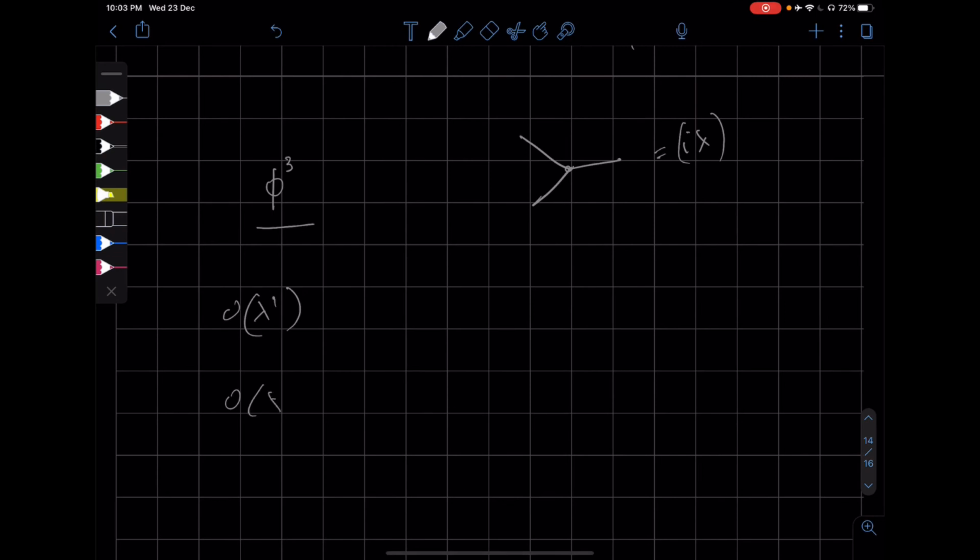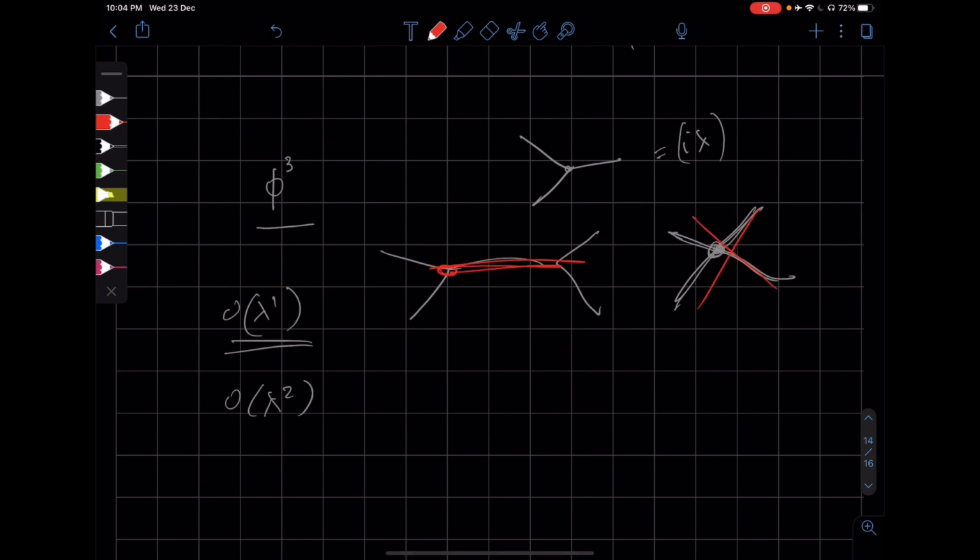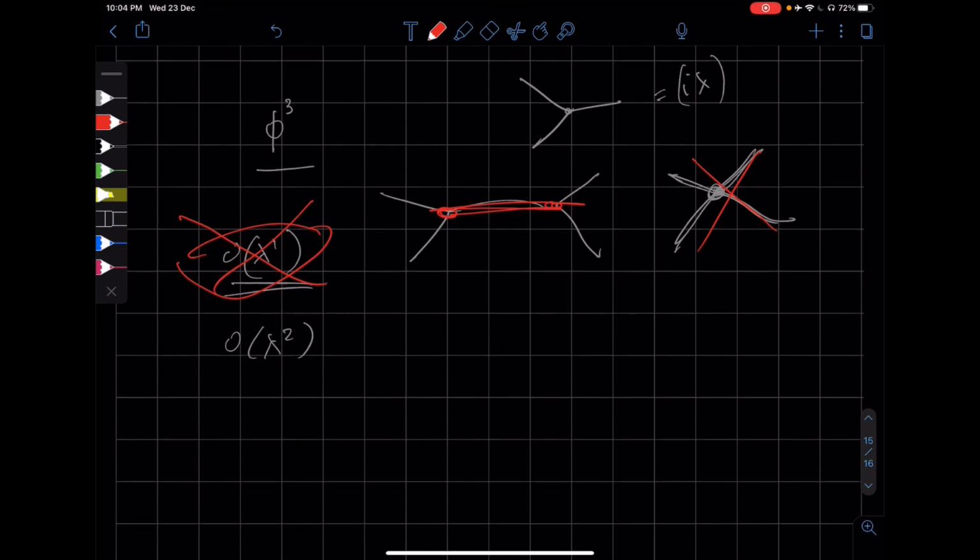You can show that easily because if you have two particles coming in and two particles going out, you can't join them, because if we join them, then this is no longer a phi cubed vertex. This is a phi fourth vertex, so this is not allowed. And if you want to join them like this, then we have two vertices, and therefore there is no contribution at order lambda. So the leading order terms are from lambda squared.